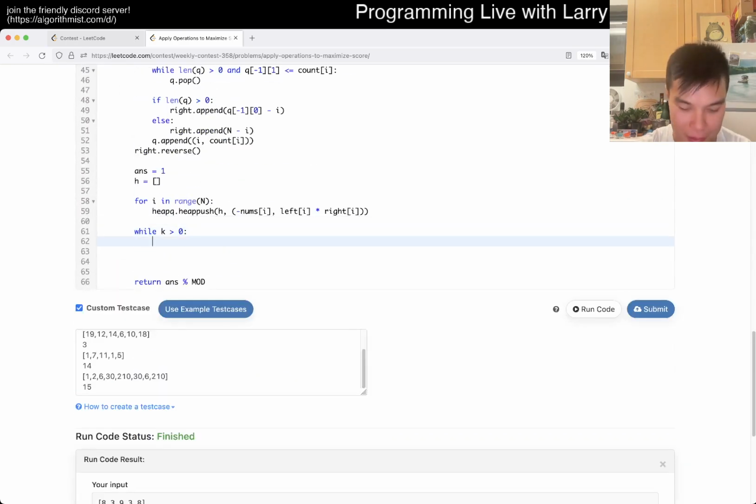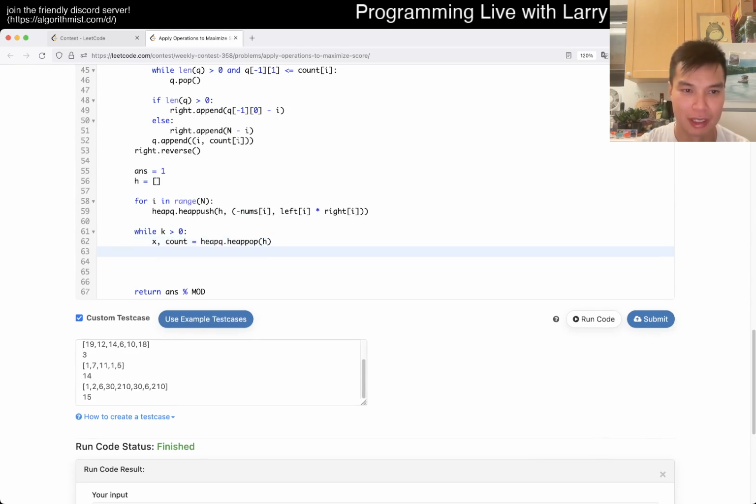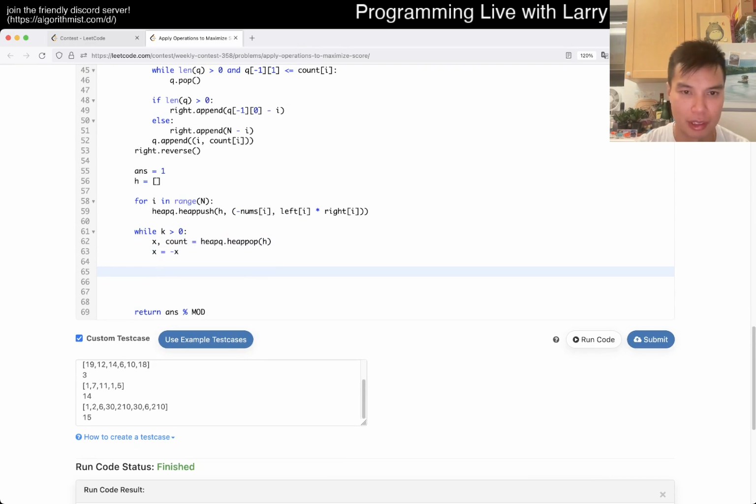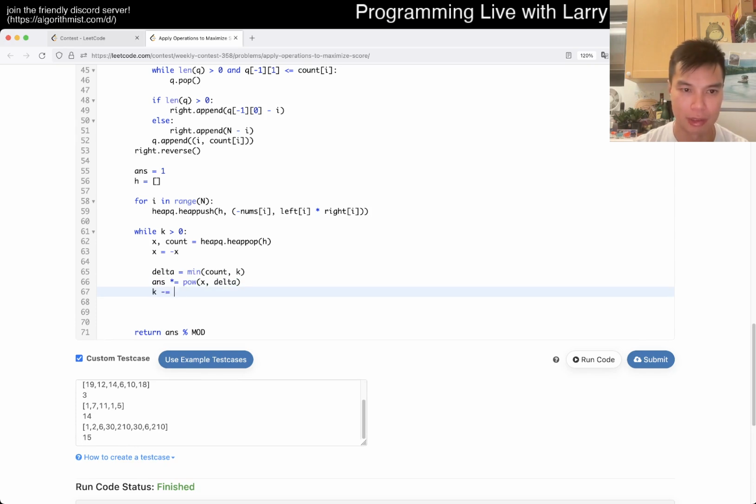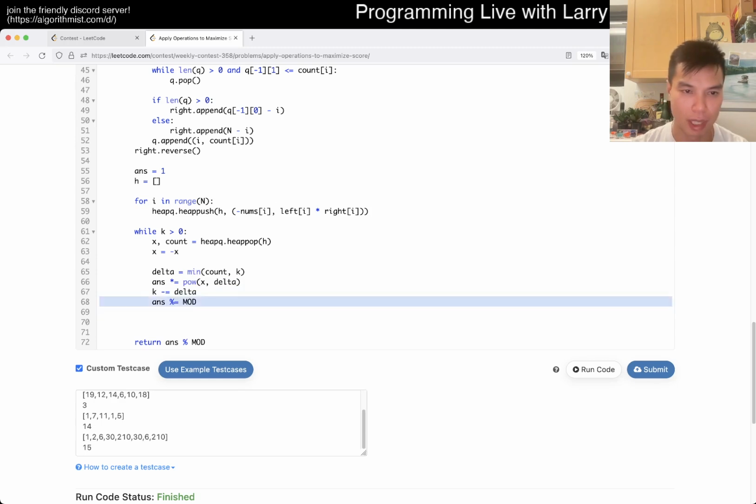This is where things go wrong, but well, I mean, things have been going wrong. So yeah, so x and then count is equal to this. X is equal to negative x. We don't need to use it again anyway, but okay. So then delta is equal to min of count and k, and then basically we want to say answer. We want to do it on mod pal. We do x to the delta times, and then k minus delta, and then also do a mod. Why not?